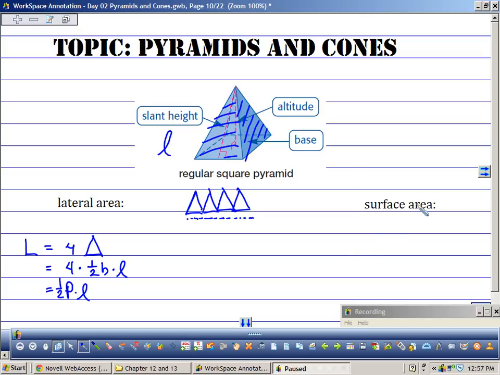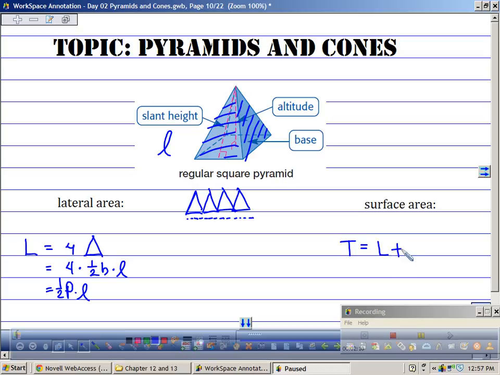What do we normally use to talk about total surface area? T equals my lateral area plus, but are there 2 bases? There's only 1 base. So for a pyramid, we could say it would be half the perimeter times the slant height plus the base.